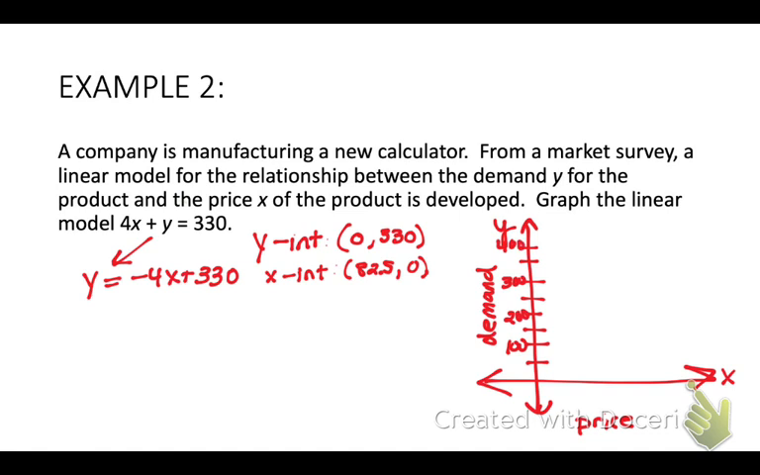On the bottom, I jumped by 10s. So 10, 20, 30, 40, 50, 60, 70, 80, 90, 100. And I'm just going to graph those x and y intercepts. This is how I'm going to do it. So my y-intercept is at 0, 330. So estimate where you think that would be.